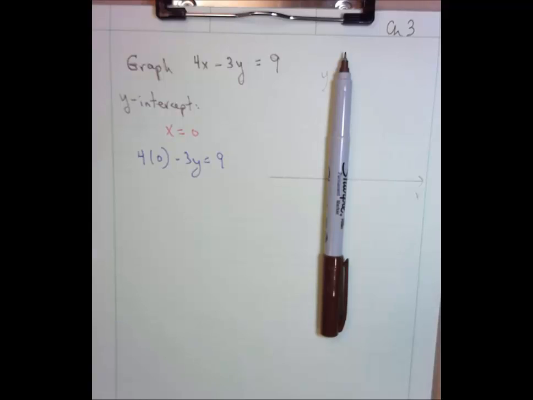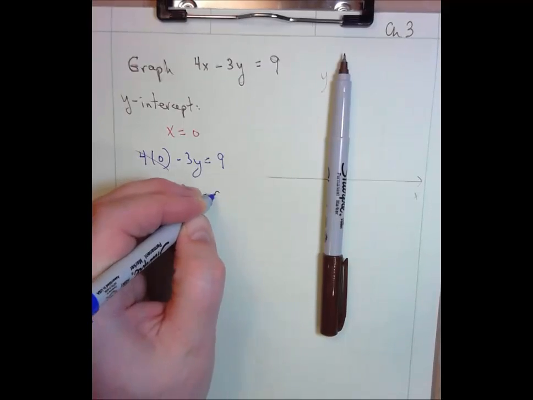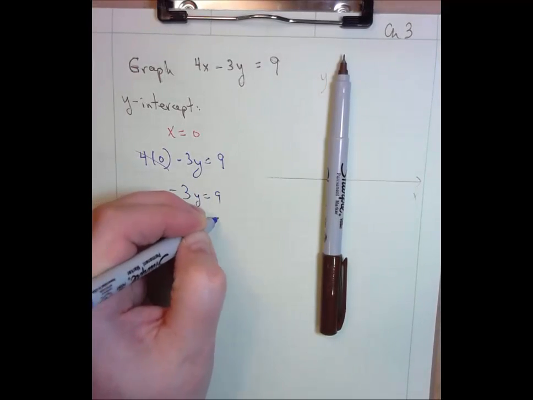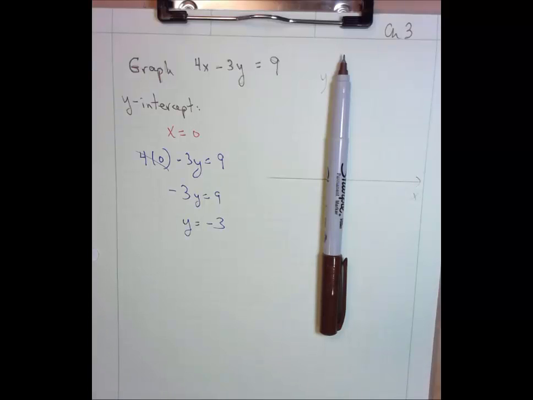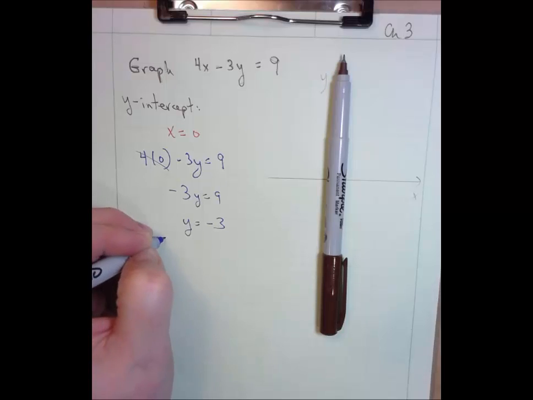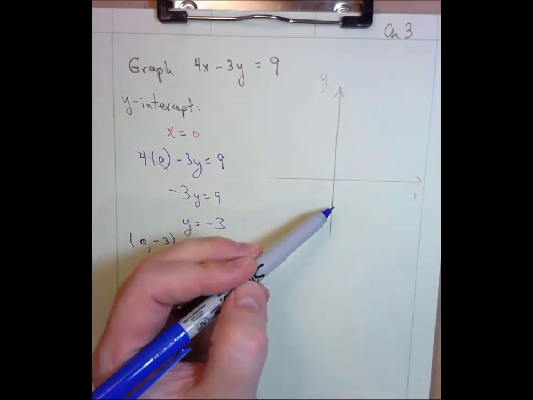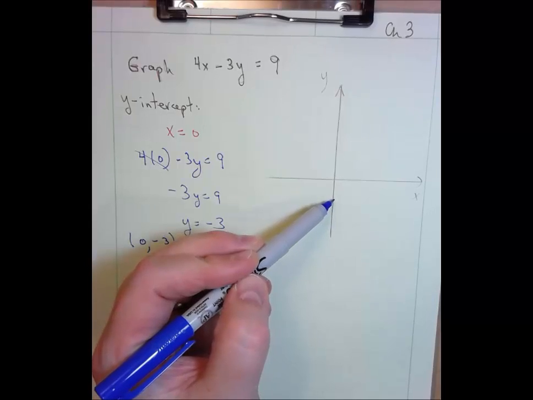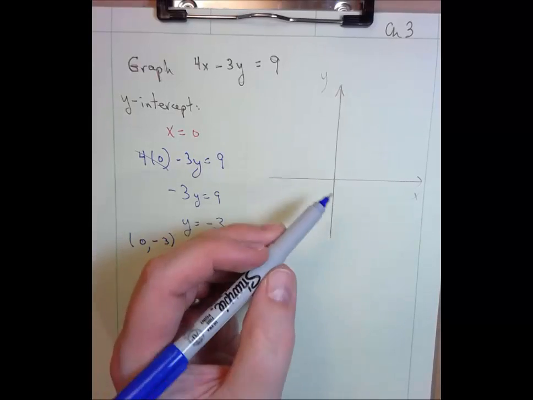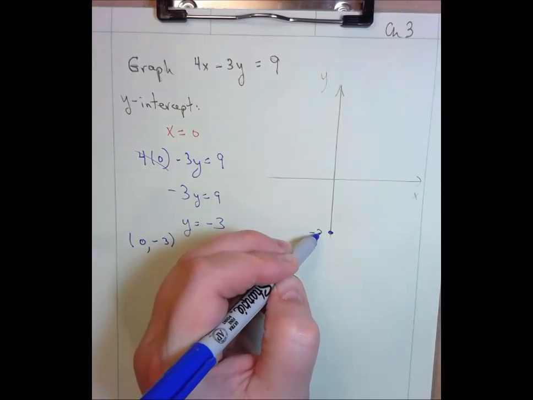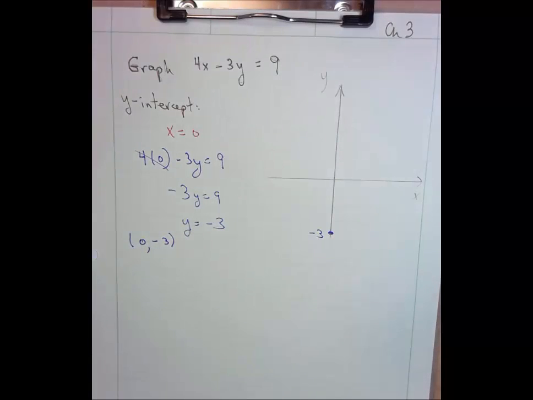So when I've plugged in x equals 0, that term goes away. I have minus 3y equals 9, or y equals negative 3. And so my y-intercept is x equals 0, y equals negative 3. And so now I can place it. I'll make every tick mark half a unit. So there's 1, 2, here's negative 3 on the y-intercept. That's one point that this line hits.